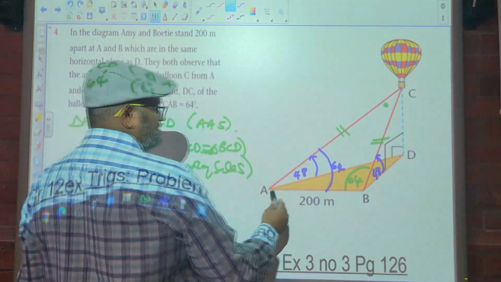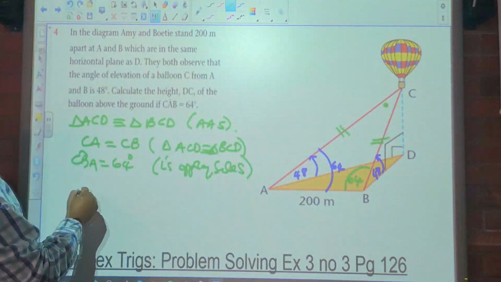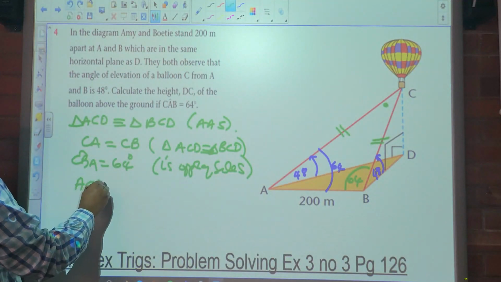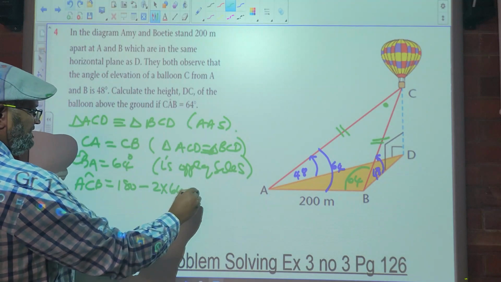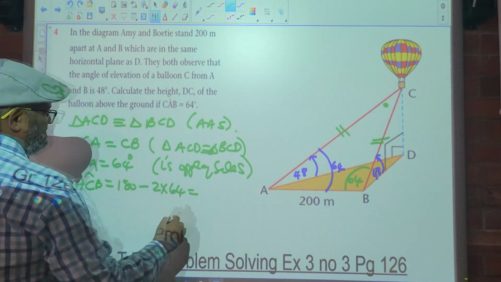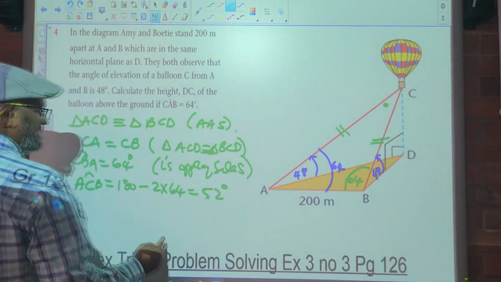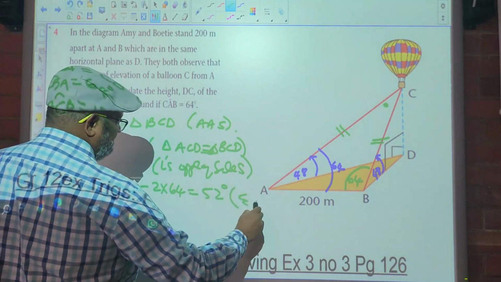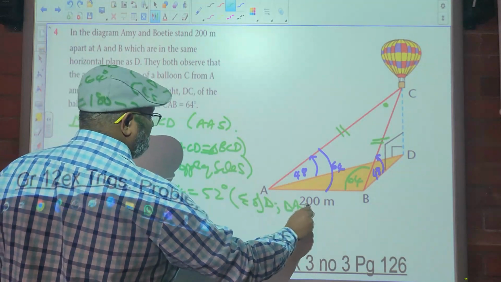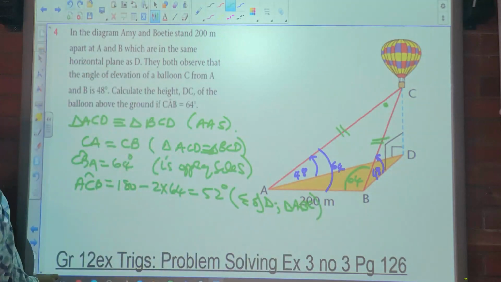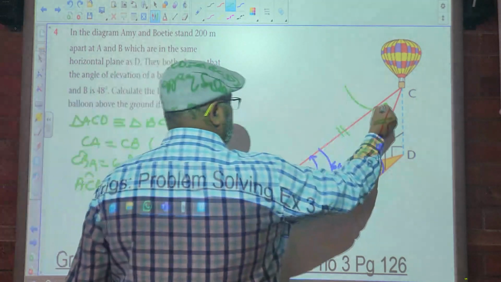So now we can actually calculate this angle, ACB. ACB is equal to 180 minus 2 times 64, which is 128, which is 52 degrees. Why? Sum of angles in a triangle, in this triangle ABC. Okay, so this angle, of course, is 52 degrees now.